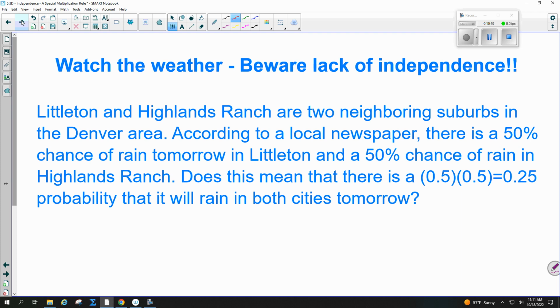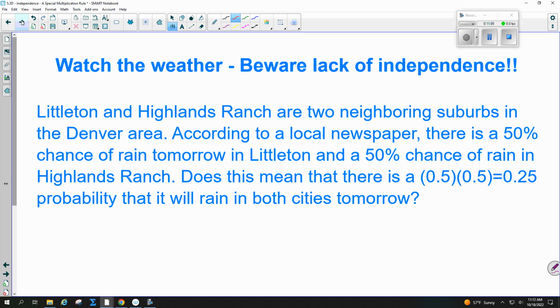If it's a 50% chance of raining here in Littleton and it's a 50% chance of raining in Highlands Ranch, it's probably pretty likely, like a 50% chance that it'll rain in both cities, or maybe like 48 or something, right? But it probably doesn't drop that much because are these events independent? No. If it rains in Littleton, does that increase the chances of rain in Highlands Ranch?